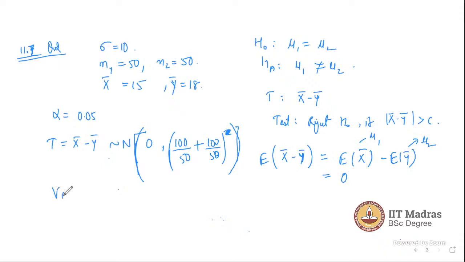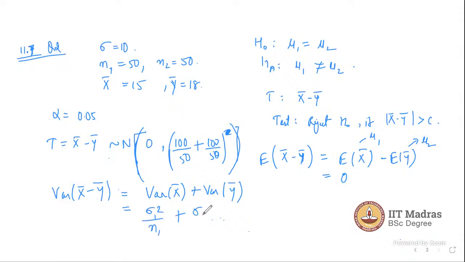And if I want to find the variance of x bar minus y bar, this is going to be the variance of x bar plus the variance of y bar. The variance of x bar is sigma 1 square upon n1, and for y bar it is sigma 2 square upon n2. In this case, both sigma and n are the same, so this is just 2 times sigma square upon n.